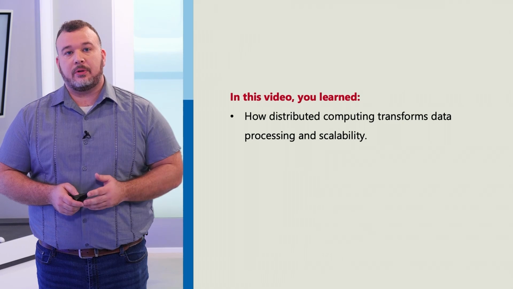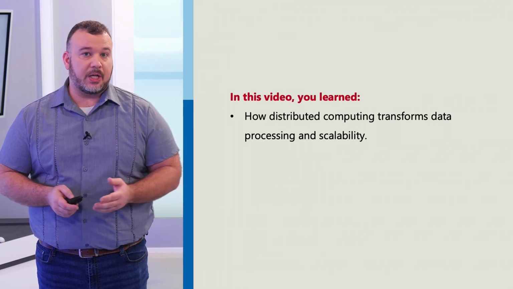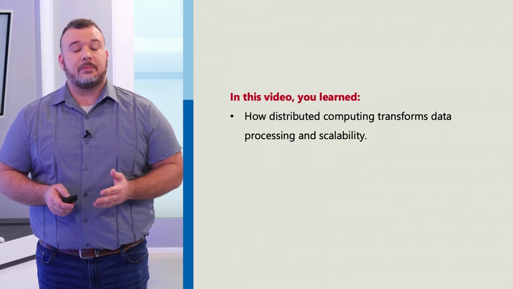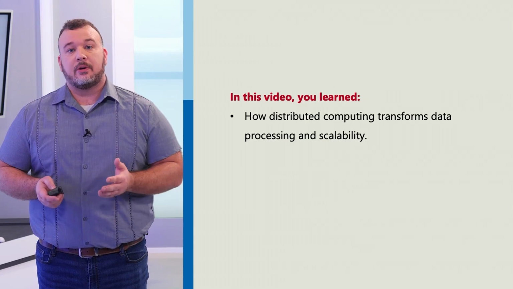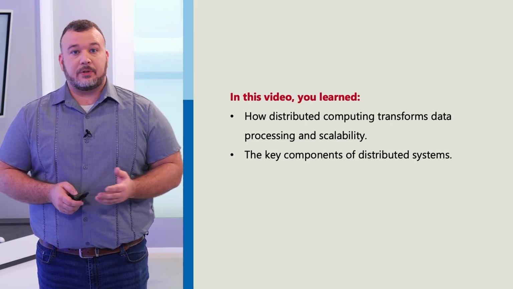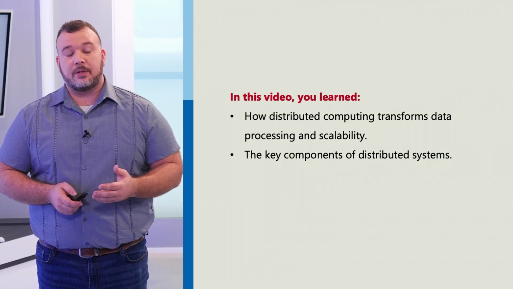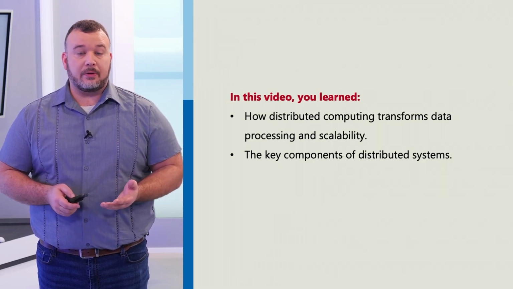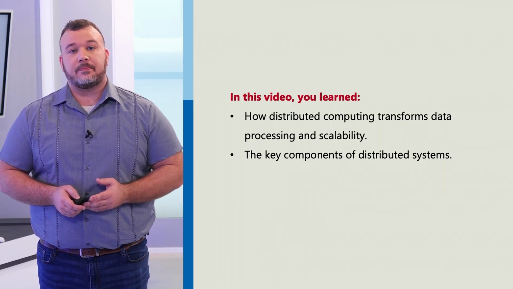We'll explore now how distributed computing makes such a transformative effort in applications possible and how it can unlock new possibilities in your AI/ML projects. In this video, you learned how distributed computing transforms data processing and scalability by enabling tasks to be spread across multiple machines for greater efficiency. You were introduced to the key components of distributed systems, including nodes, networks, and middleware, which work together to optimize performance.